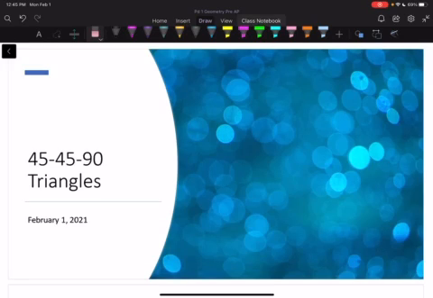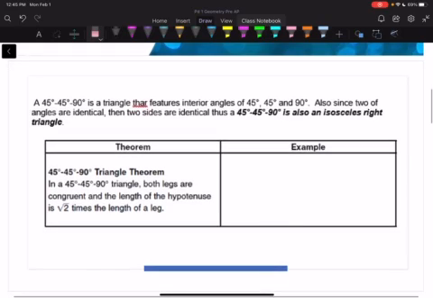In this video, we're going to be learning about a special right triangle. So the 45, 45, 90 triangle is a triangle whose angles are 45, 45, and 90. And since it has two identical angles, that means two sides are exactly the same. So the 45, 45, 90 triangle is also an isosceles right triangle.